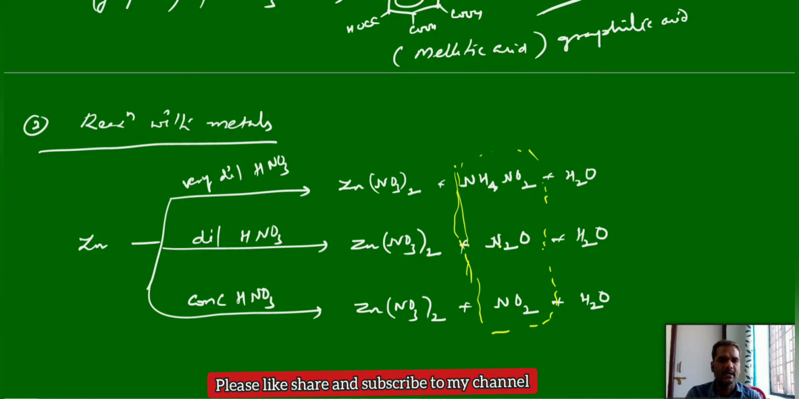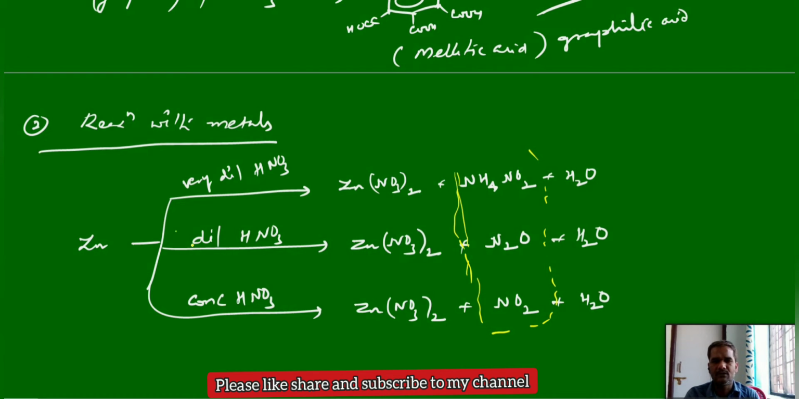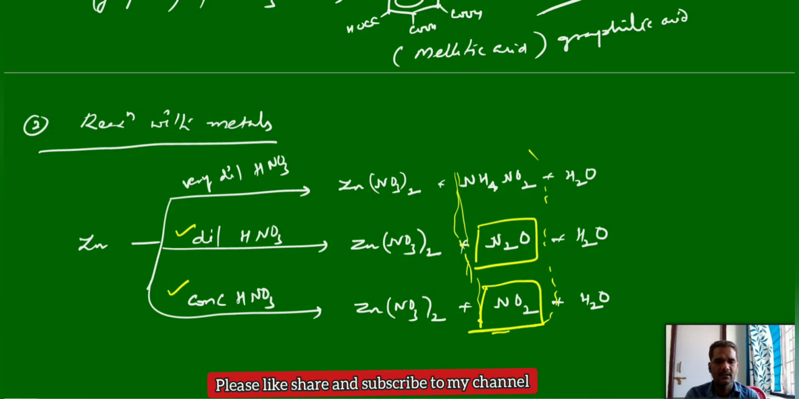with respect to these byproducts. First case ammonium nitrate, nitrous oxide, nitrogen dioxide. Again, out of these three, the second and third are very important. When you use a dilute nitric acid, what is the byproduct? Nitrous oxide. And when you use concentrated nitric acid, nitrogen dioxide is the byproduct. So this is also very, very important.